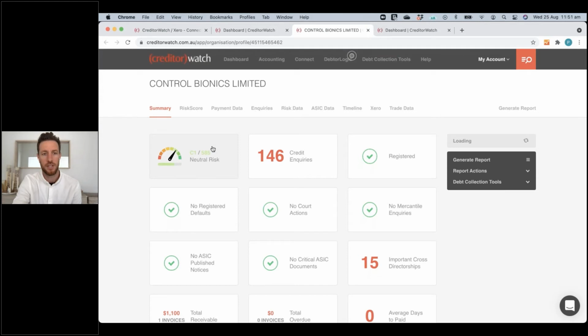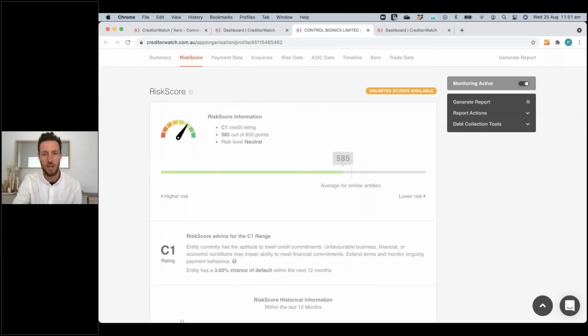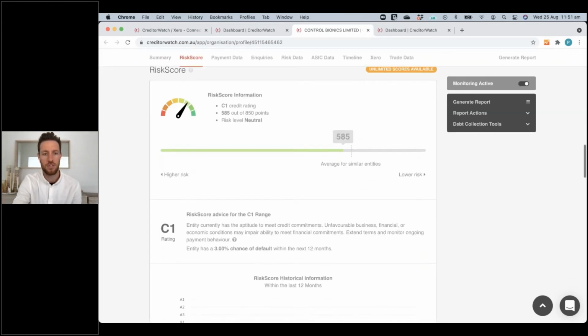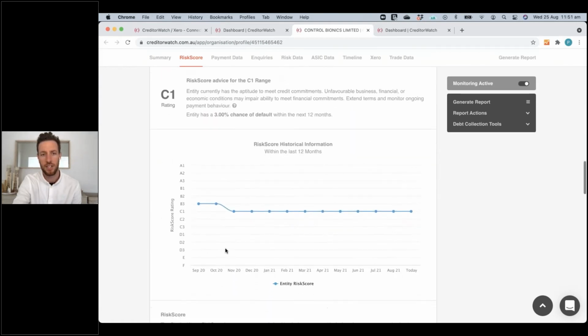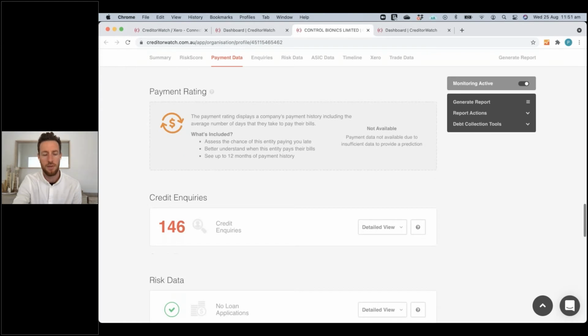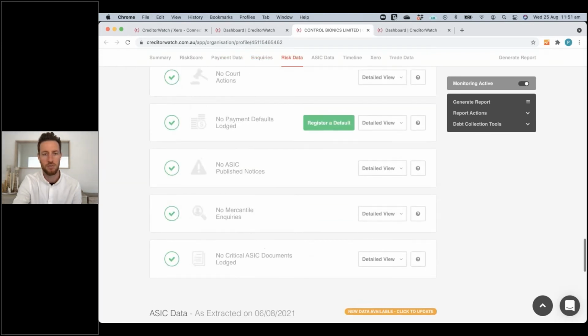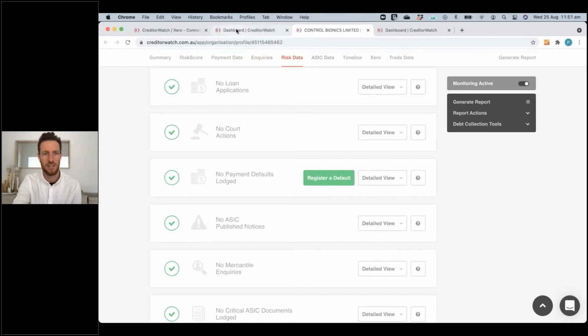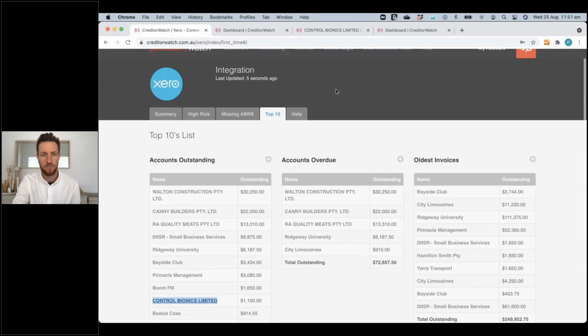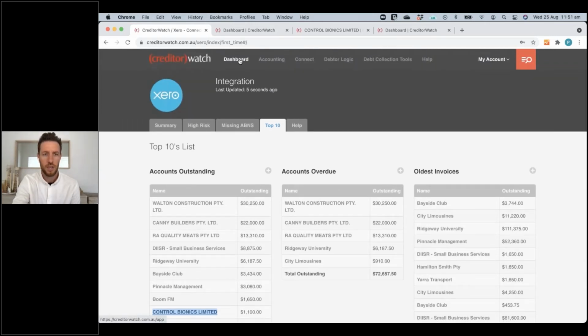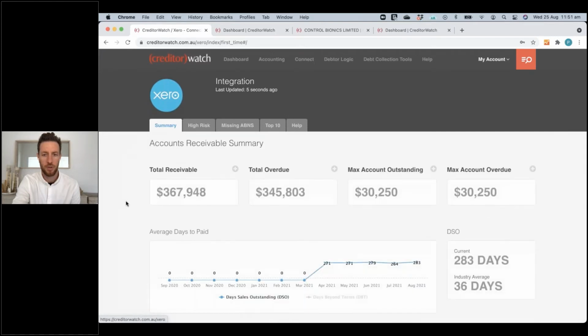Nice credit risk score, similar entities, very, very low chance of default in the next 12 months and very consistent credit score. So no adverse information, which is obviously good to see. So again, you can click on all of those. If any are missing an ABN, then of course you can add the ABN in there. Just heading back to the summary page.